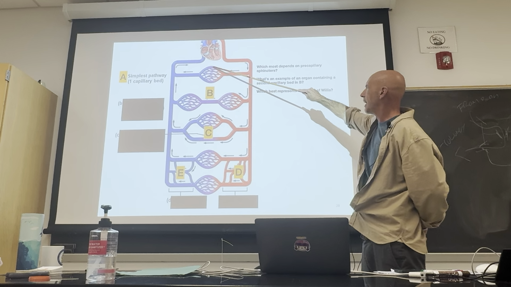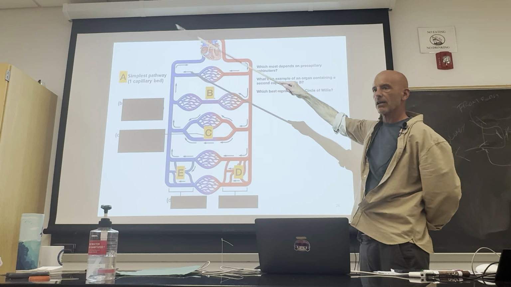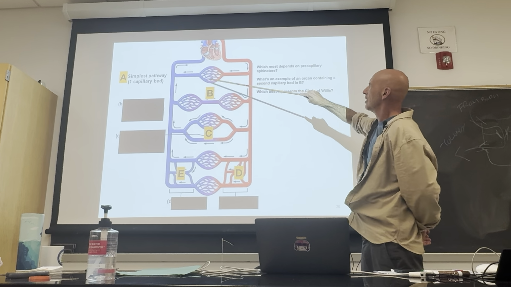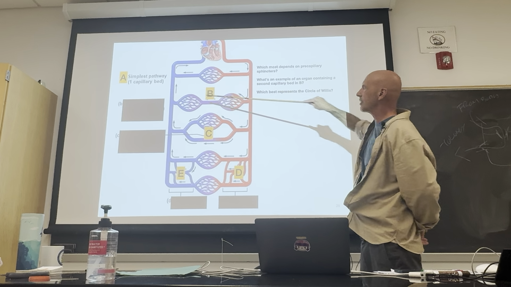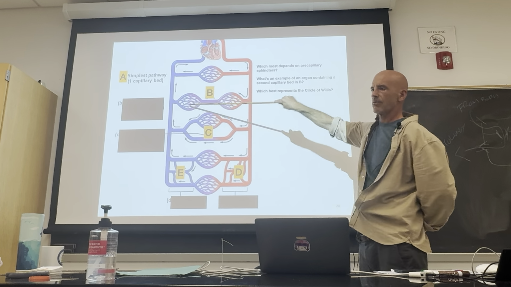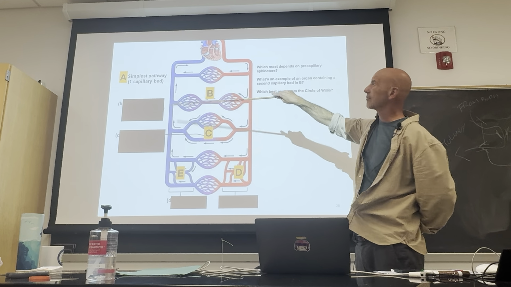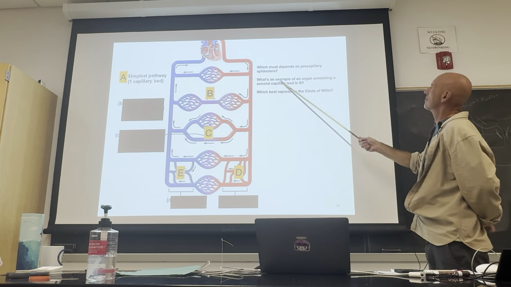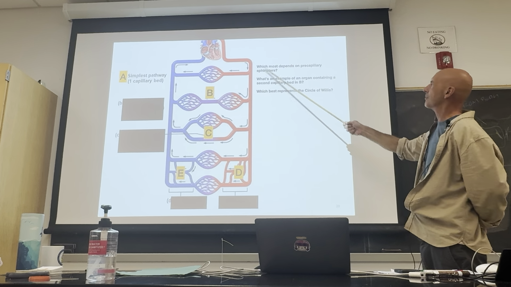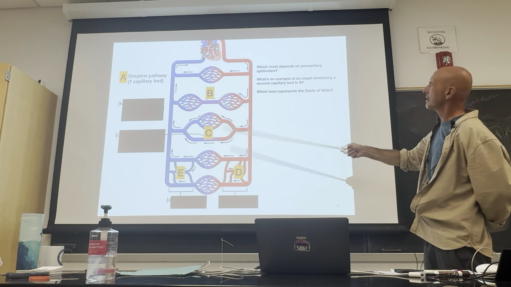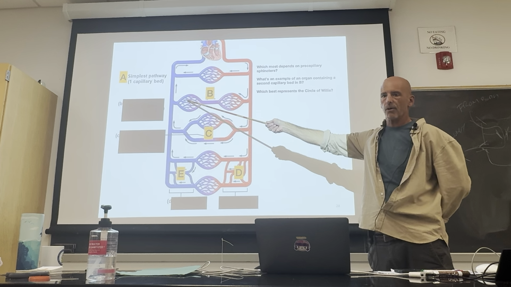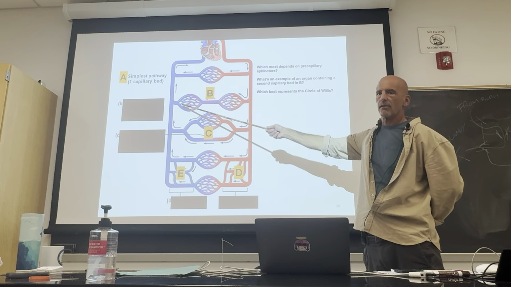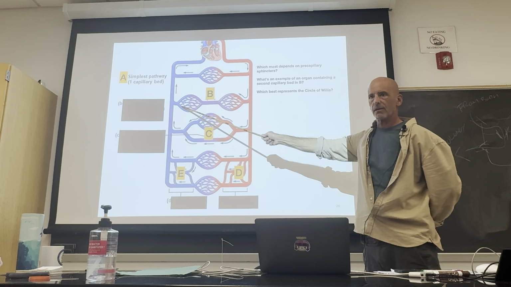We also talked about the different ways blood can go through. One capillary bed, that's the normal thing. Two capillary beds represent what? Hepatic portal system. Yeah, in this case, the hepatic portal system would be, what's an example of an organ containing a second capillary bed? What would be the organ here? Liver. The liver, right? This would be the intestines, this would be the liver.